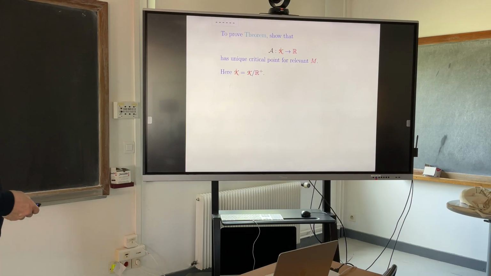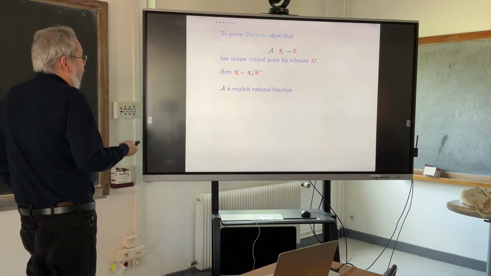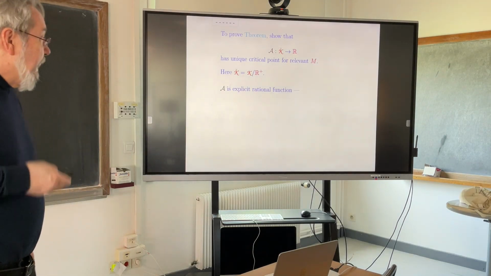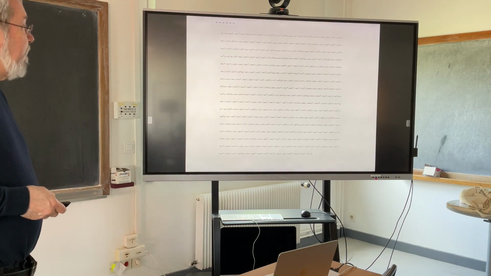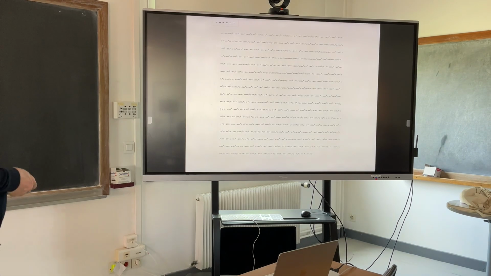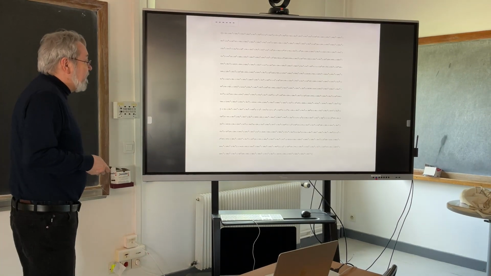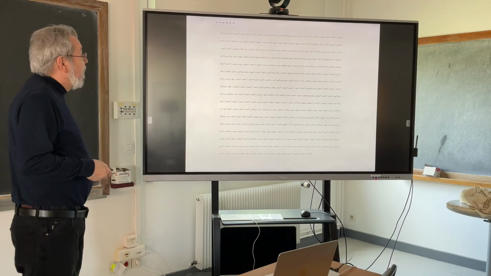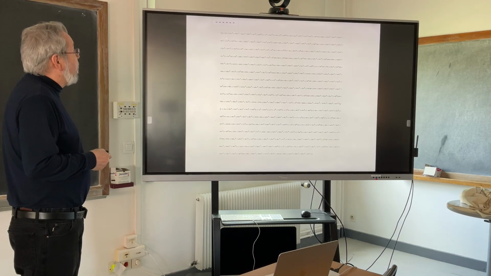So there is this virtual action. You want to know what its critical points are. And like I said, this is something explicit, but it's not anything terribly easy to understand. You can't just look at this and say, oh, that has only one critical point. So here the variables are.